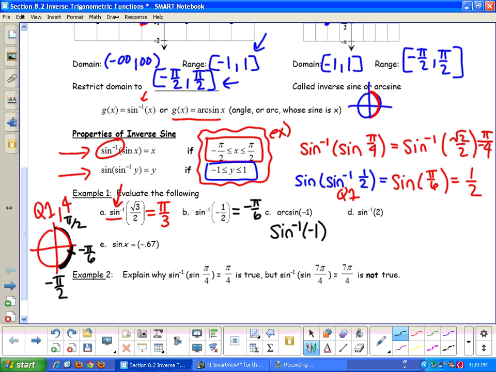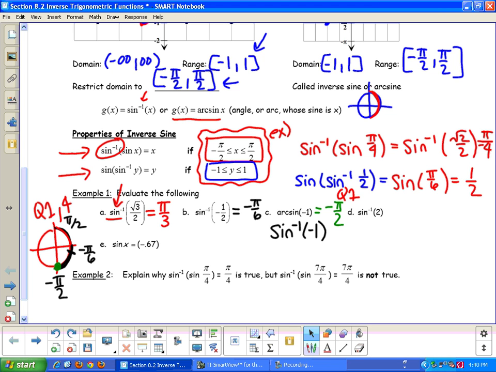So I know it's not going to be in the top half. It has to be somewhere in the bottom half. Well, I need a y value of negative 1. Where do I get a y value of negative 1? That would be all the way down here on my unit circle. So at negative pi over 2. So this is equal to negative pi over 2.